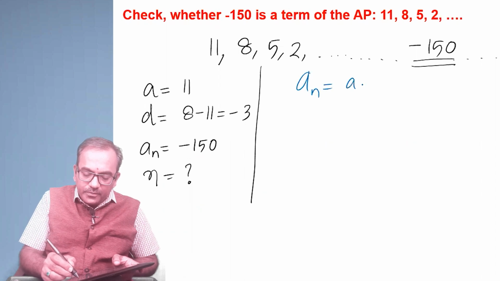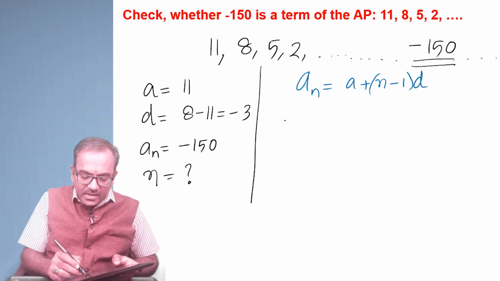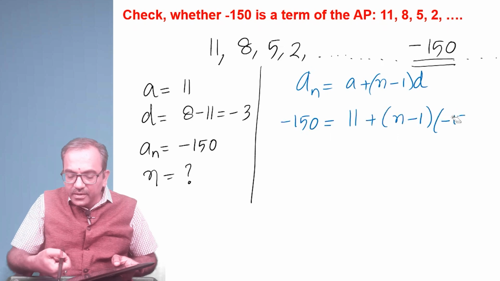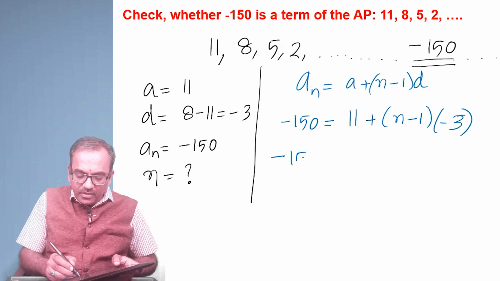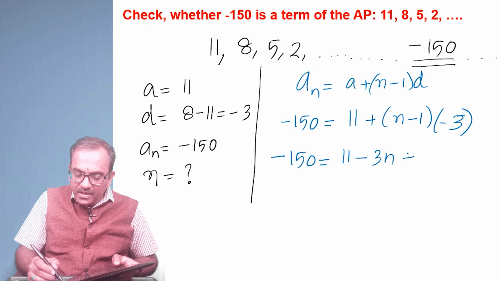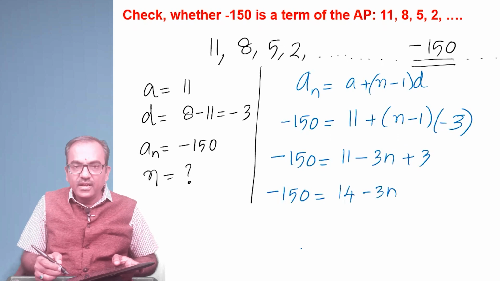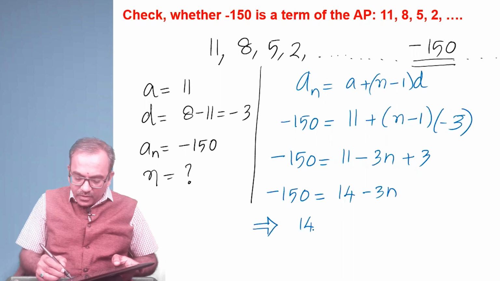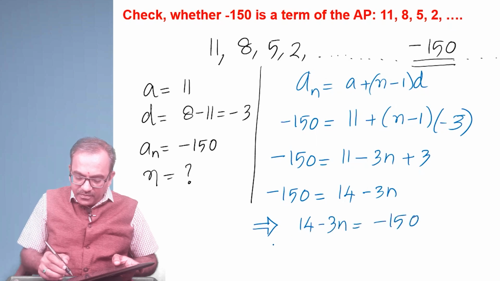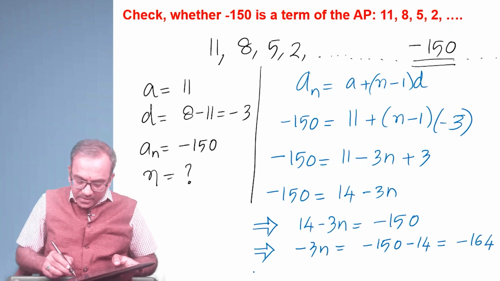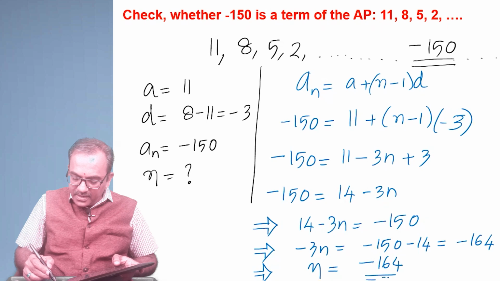So we have an is equal to a plus n minus 1 into d. An is minus 150, which is equal to 11 plus n minus 1 into minus 3. Minus 150 is equal to 11 minus 3n plus 3. Minus 150 is equal to 11 plus 3 is 14 minus 3n, which clearly indicates 14 minus 3n is equal to minus 150. Again, minus 3n is equal to minus 150 minus 14, which is minus 164. And then we have n is equal to minus 164 by minus 3.